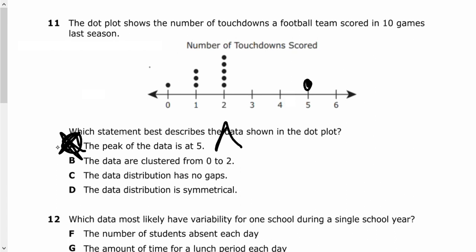Get rid of A. Data are clustered from 0 to 2, meaning my data is not spread out. It's all close together. And that makes sense so far. It does look like it's close together, but we're going to read through C and D. The data distribution has no gaps, meaning there's no space in between any numbers. But we see there's a large space between 2 and 5. Okay, so there is gaps. So we're going to get rid of C. The data distribution is symmetrical, meaning it looks the same on the left as it does on the right. I could cut it in half and it would look the same like a mirror. I can't cut this in half. So that cannot be my answer. It is not symmetrical. B is my answer.